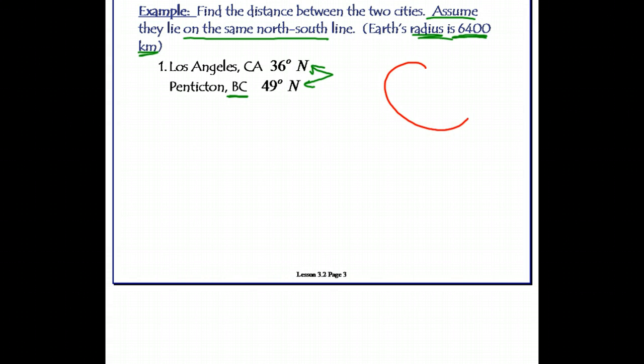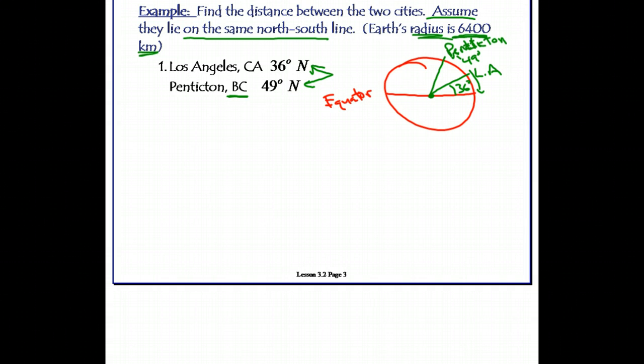Let's think about the Earth. So there's our Earth. We have the equator for the Earth. And then these cities are both in the northern hemisphere. So from the center here of the Earth, we have LA. And that angle is 36 degrees. Then we have this Pennington, which is further north. Makes sense. It's in British Columbia. And this might not be exactly to scale, but oops, there's a little typo there. We're just going to let that slide. And that angle is 49 degrees. So the bigger angle is 49 degrees.